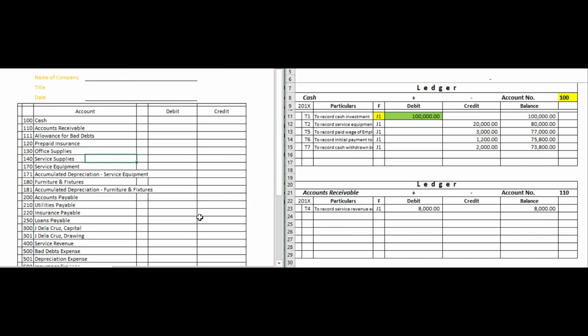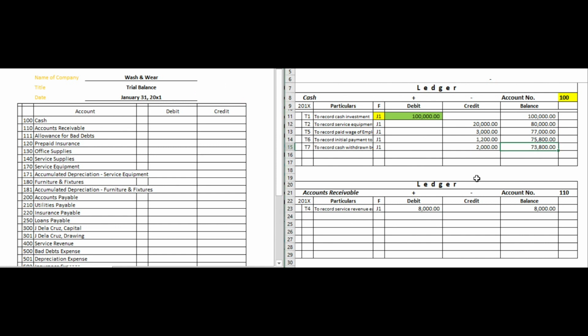Okay, ito yung format ng trial balance natin. First, name of company, Wash and Wear, title, trial balance, and then, yan, yung date. I-assume natin na nag-end tayo ng January 31, 20x1. Anyway, this is just a worksheet. Titingnan lang natin kung balance yung ating ginawang ledger.